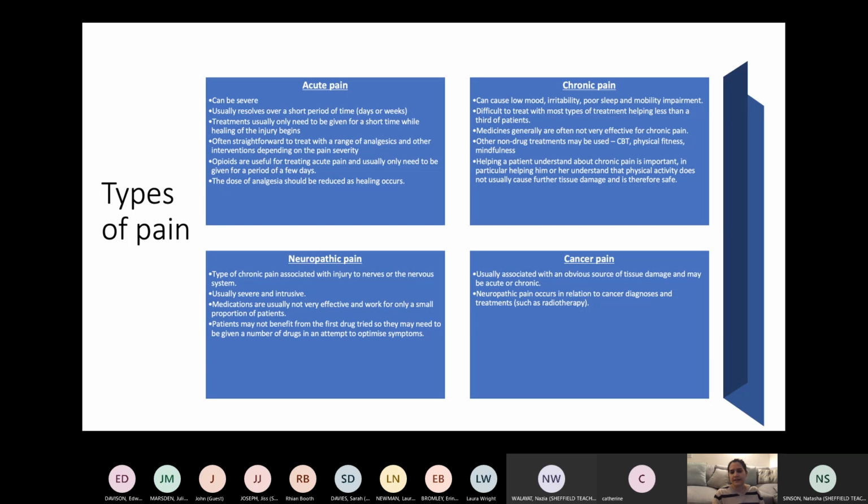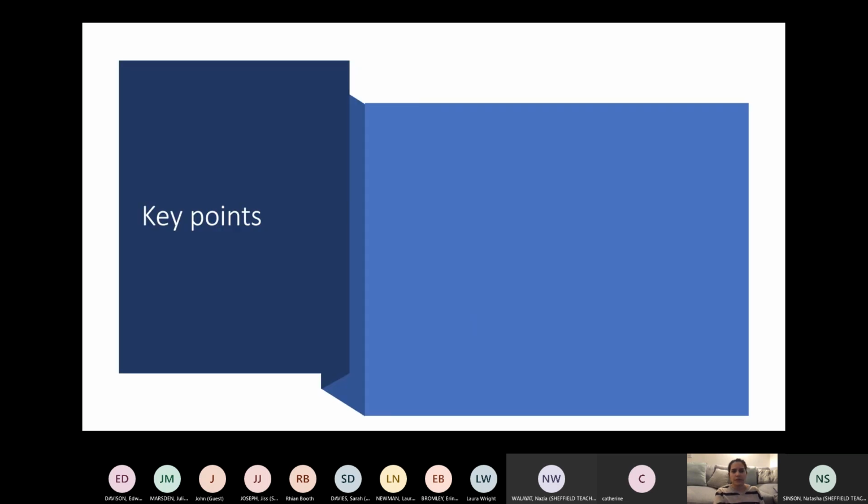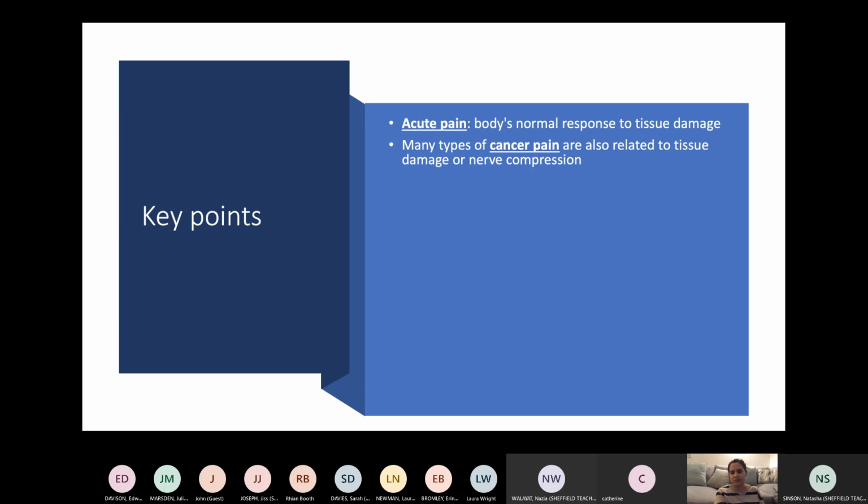And then cancer pain, which can be from tissue damage or nerve damage, can be acute or chronic. So probably is a bit more complex in general. So the key points from the NICE guidelines was that acute pain is the body's normal response to tissue damage, and that can be treated probably a little bit more simply.